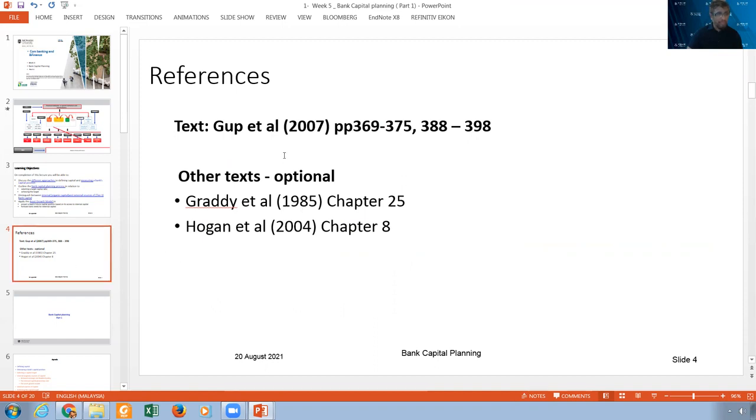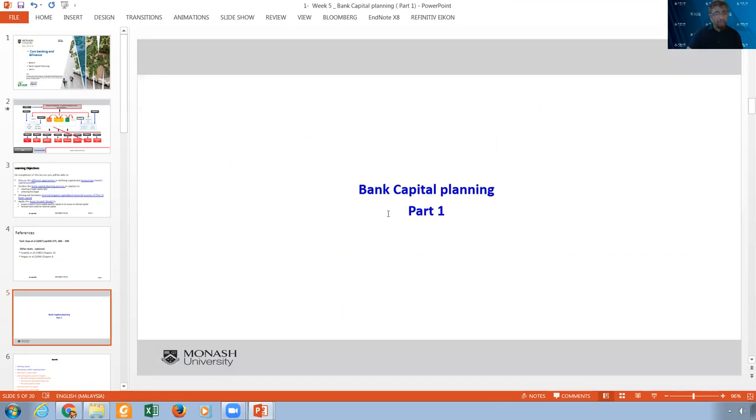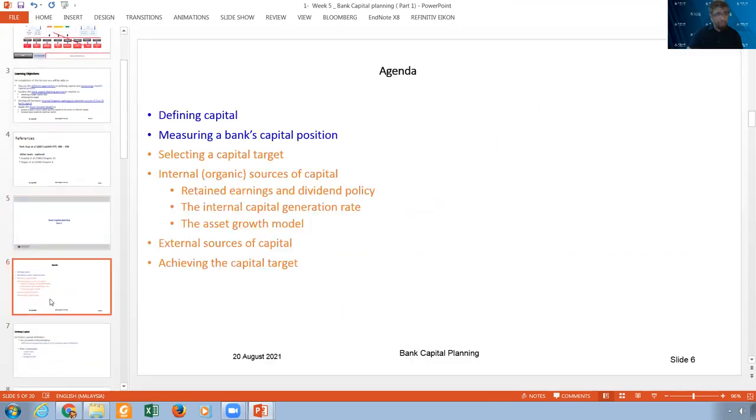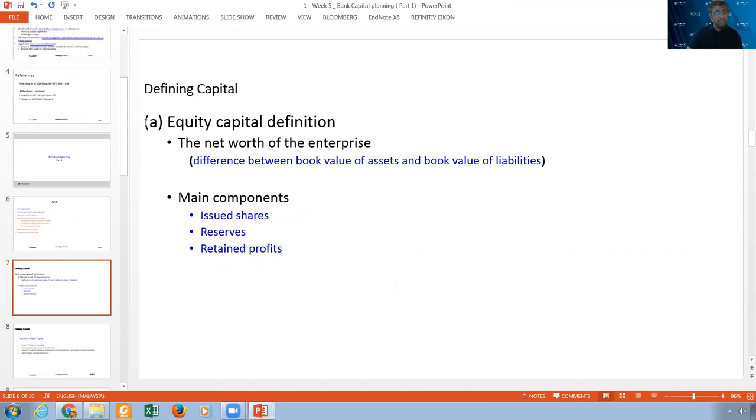But if you can access this book, I think this is the better place to reflect what we are talking about here. Now, this is capital planning part 1. As you see, we will define the capital. Someone would say we already defined it so many times. Yes, but what you will learn today is that there are 2 definitions. Before we measure it, we want to define it. This is A, the simple definition, which we understand.